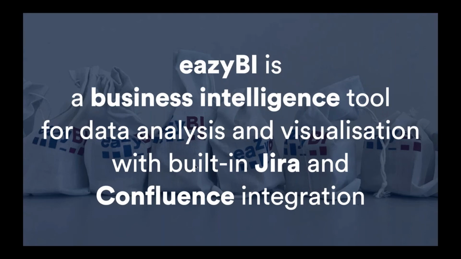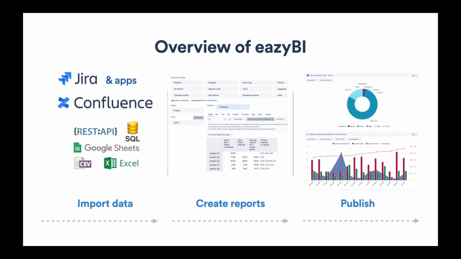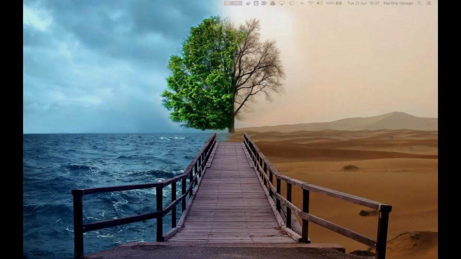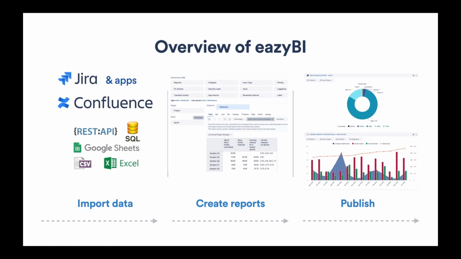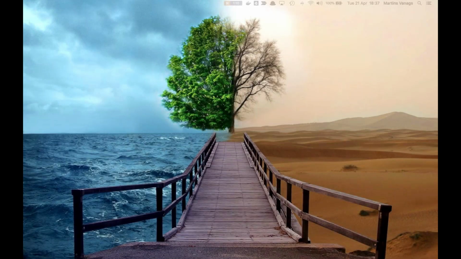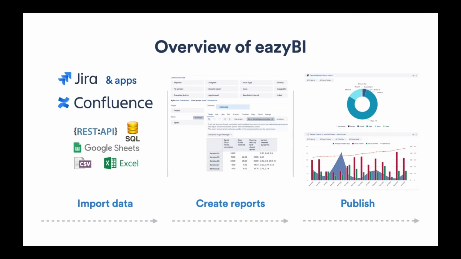All right. So this is the quick overview how eazyBI works. You have data in Jira, Jira applications, Confluence, or some other systems or files. First, you import those data in. What's happening? I'm sorry, I can't click on the wrong place.